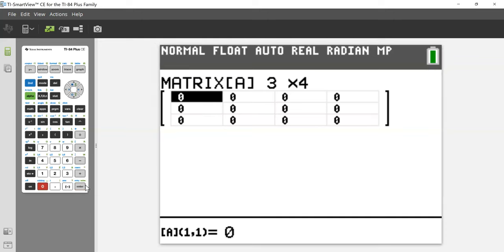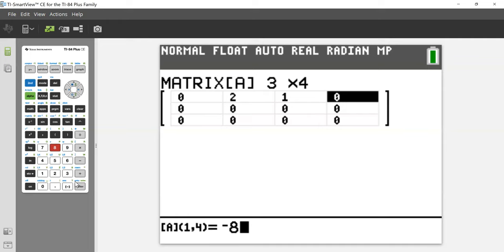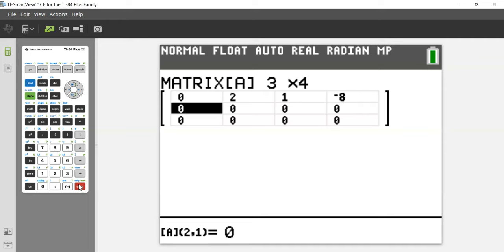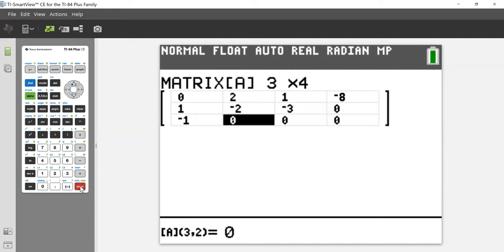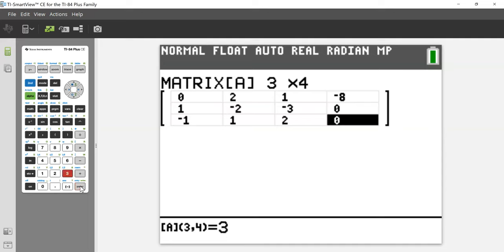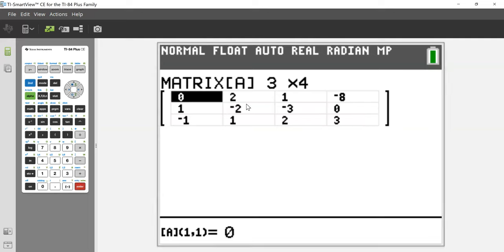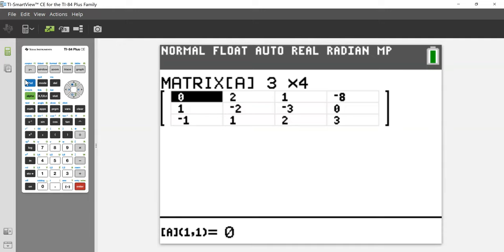We use the arrow keys and the numerical buttons. So 0, 2, 1, -8. It's always probably quicker doing this by hand than on the screen. 1, -2, -3, 0, -1, 1, 2, 3. And you try to be careful, because if you press the wrong button at any point, then you get the wrong answer and maybe don't know why. So that looks good to me.